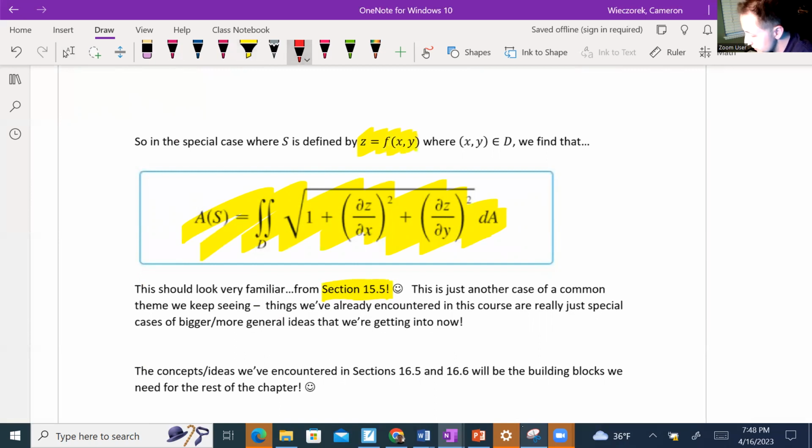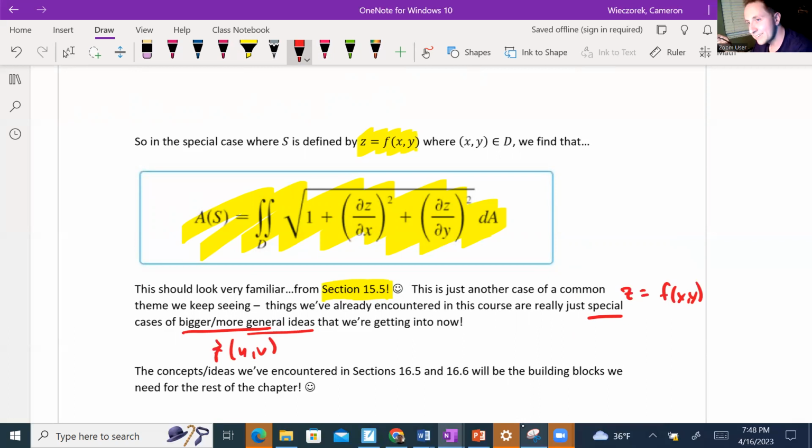What's cool about doing this now, it's a common theme in this course, is that we're encountering things in this course that are really just special cases of bigger or more general ideas. So the special case in this case is taking a function f of x, y. The bigger or more general idea is using a general parametric surface r of u, v. And so you're going to see this pop up throughout the rest of this unit. Chapter 16 is where this really all comes together.